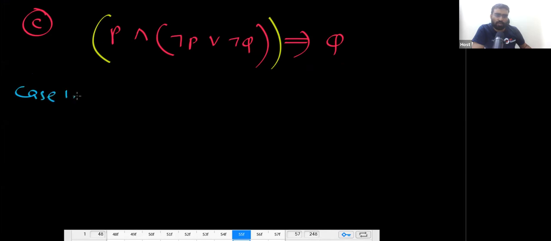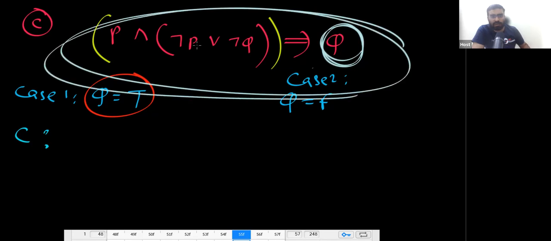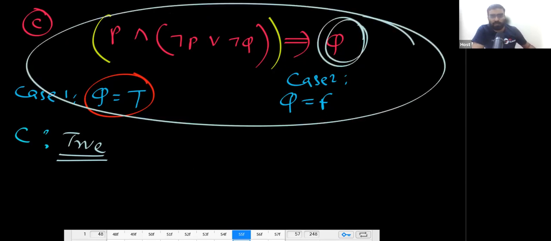Okay, case one, case two. Let me create cases by Q. Either Q is true or Q is false. Only two cases are possible. So in this case, what is your option C? When Q is true, then option C will be true. If this is true, then the whole thing will be true. If this Q is true, then the whole thing will become true.